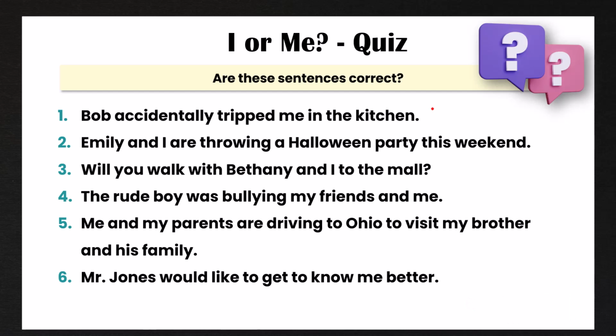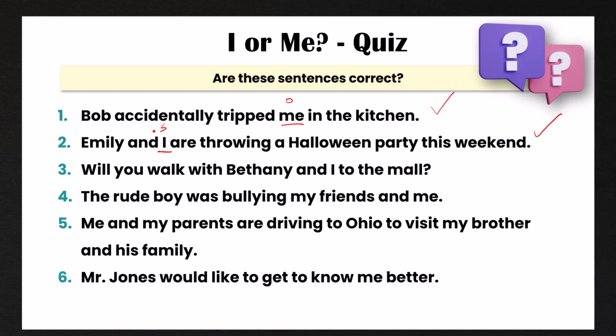Okay, so number 1 is correct. We have the object pronoun me. I'll just put an O for object. And it is receiving the action from Bob. Number 2 is also correct. We have Emily and I, and this is the subject pronoun I because it is performing the action.